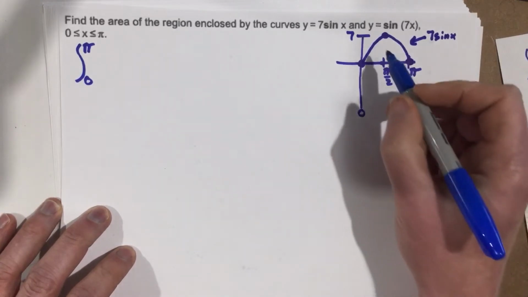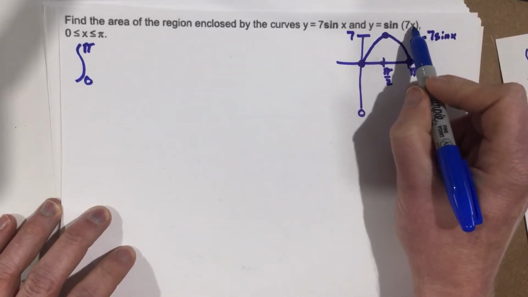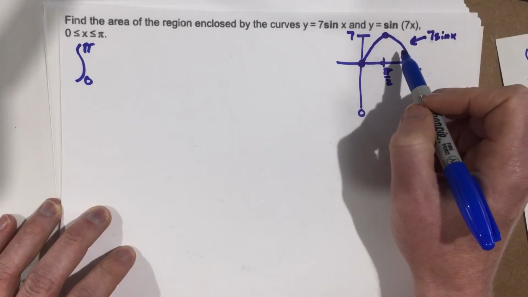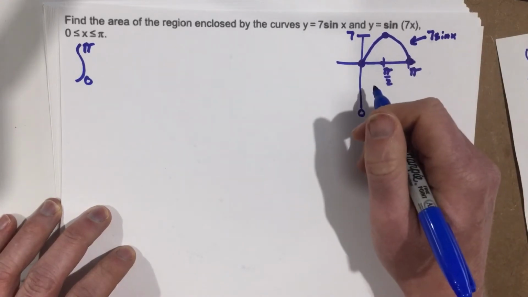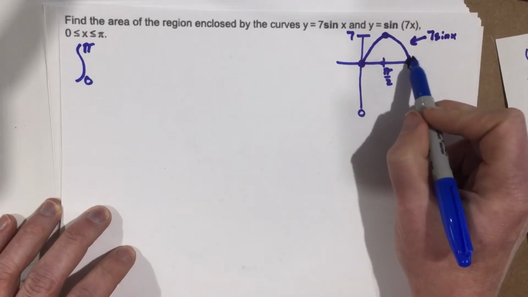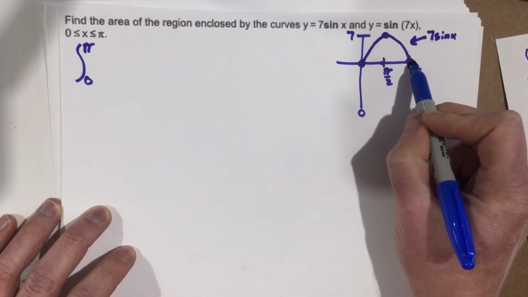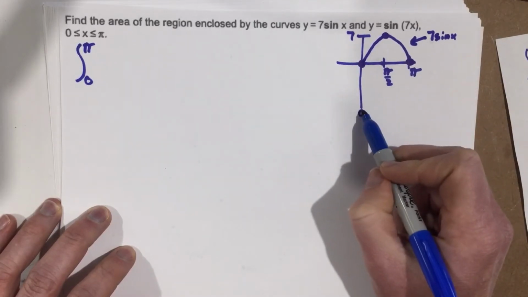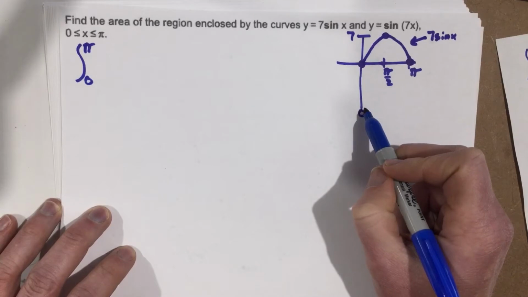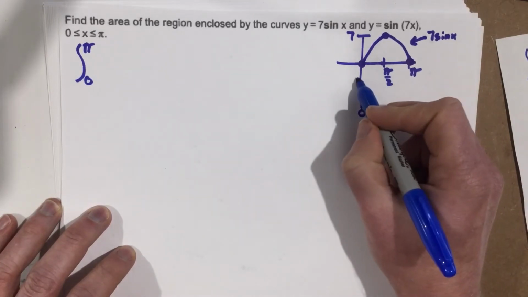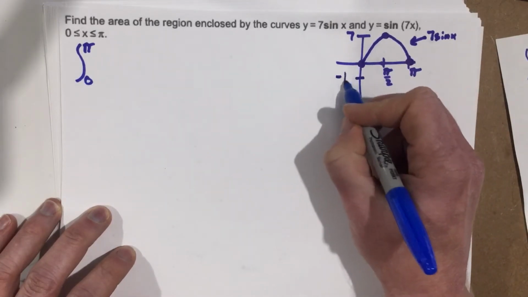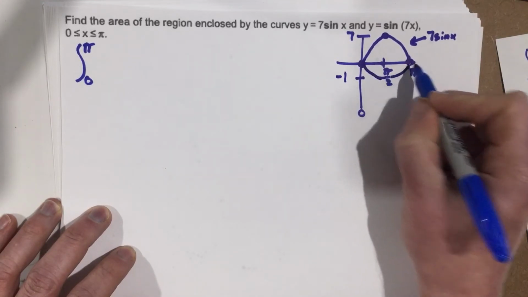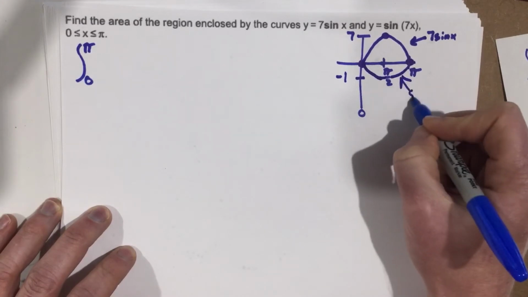Okay? So then what if we plug in pi over 2 here? When we plug in pi over 2 here, we get 7 pi over 2. Well, we know 8 pi over 2 is 4 pi, which would be right here. So 7 pi over 2 is down here. Well, that's negative 1. So right down here, we know that this function is negative 1, and this is what sine 7x looks like.